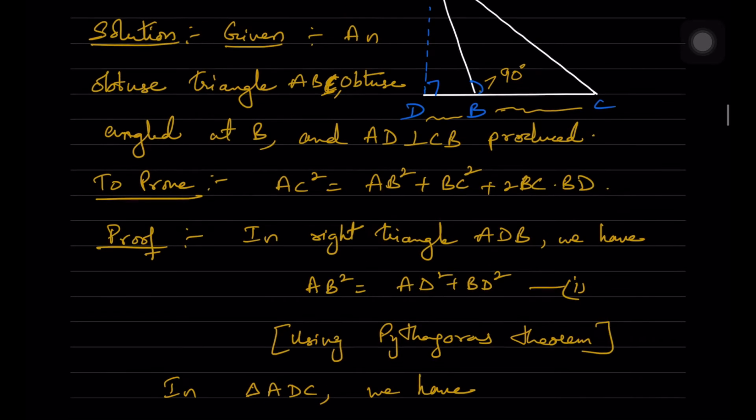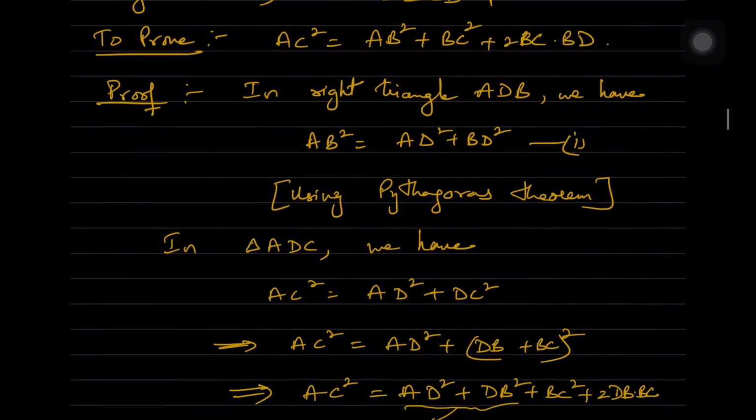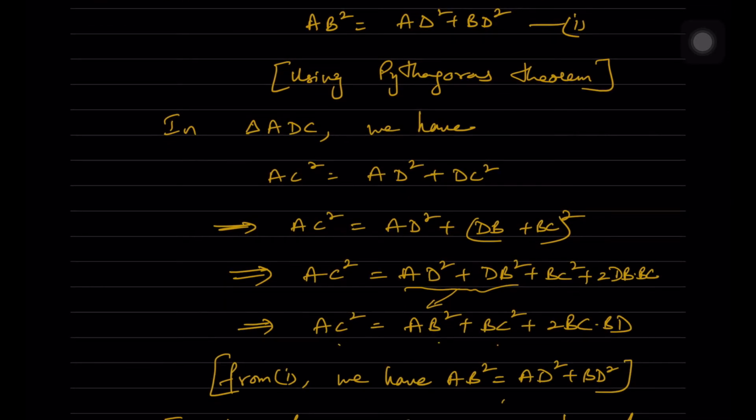Now what is CD square equal to? CD can be written as DB plus BC whole square. So now we are going to expand this. So AC square is equal to AD square plus DB square plus BC square plus 2DB into BC. We are using the (a plus b) whole square formula, which is equal to a square plus b square plus 2ab. So we have written that here.